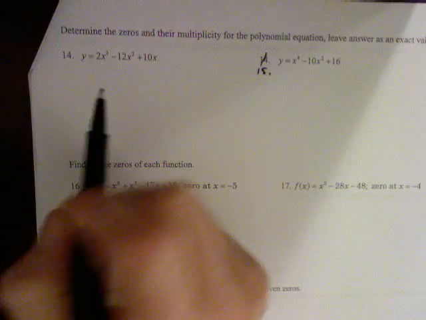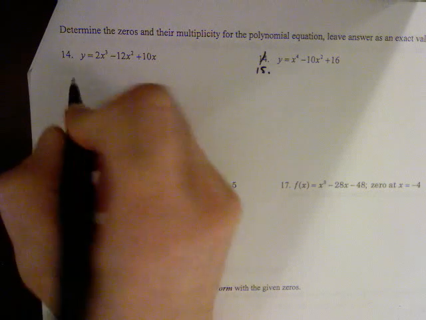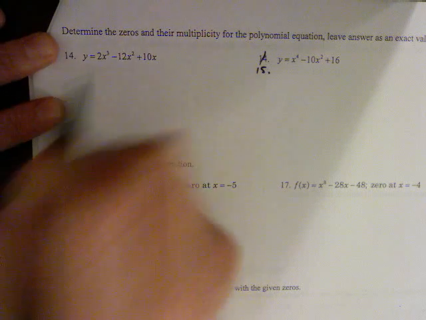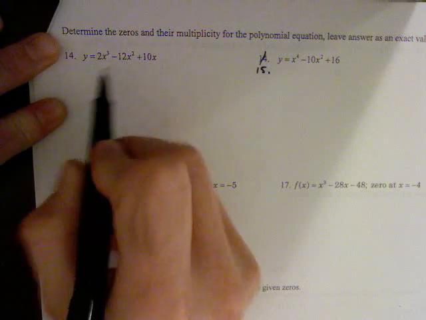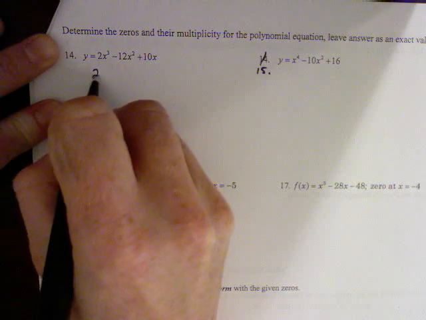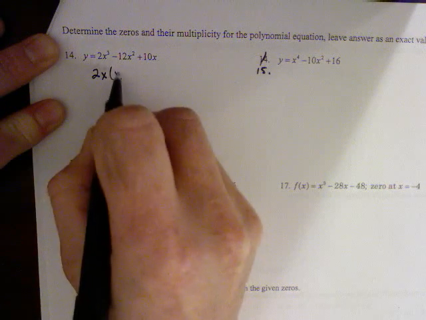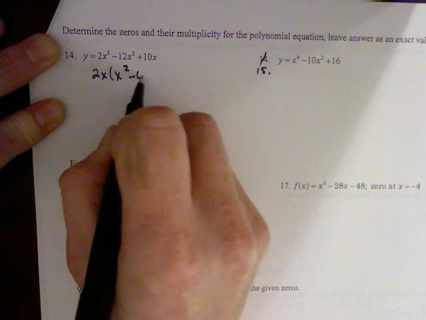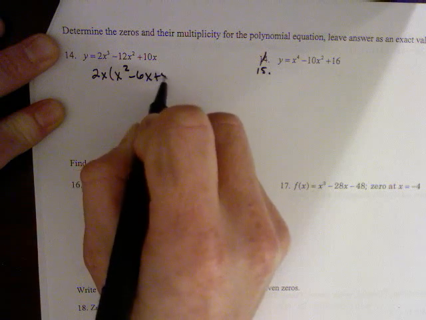So the first step we need to do to find zeros is to factor. So we can factor out a GCF. Every term has a 2 and an x in it, so we'll factor out the 2x. We'll be left with x to the second minus 6x plus 5.